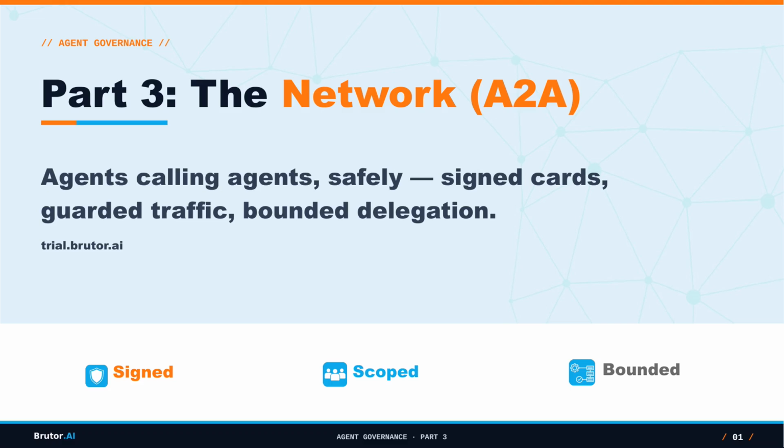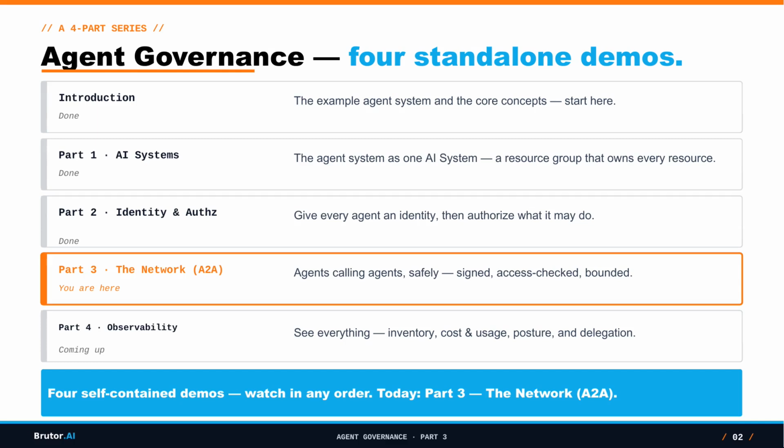Brutor Agent Governance, Part 3. The network, agents calling agents, safely. Signed cards, guarded traffic, bounded delegation. Part 3 of 4. Identity and authorization is done. Now the wire between agents.